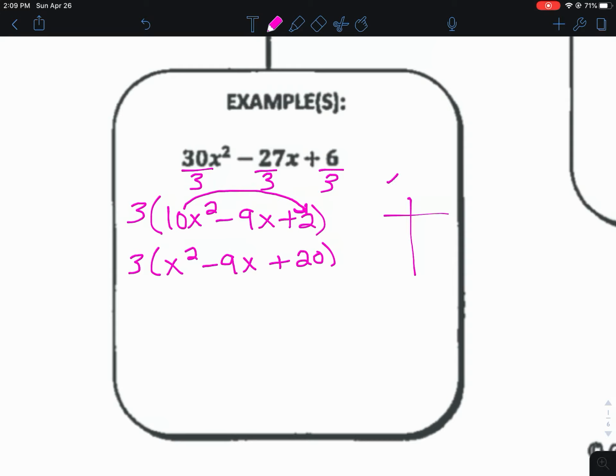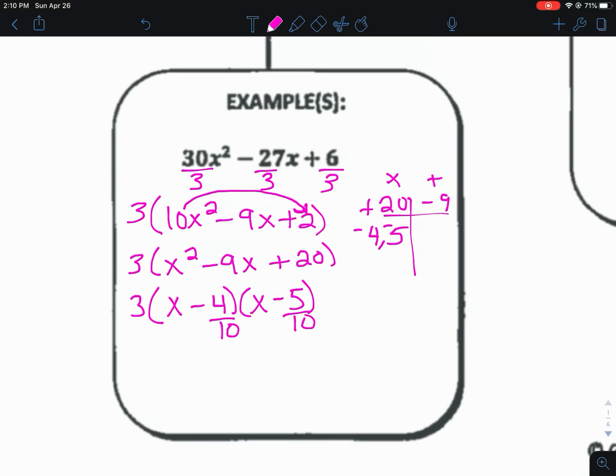Now I have to think about, all right, what multiplies to 20 that can add to negative 9? Well, 1 and 20, 2 and 10, I think 4 and 5 are the two that are going to work for us. If I make both of them negative, they'll multiply to give me positive 20 and add to give me negative 9. So my factors are x minus 4 and x minus 5. Again, the 3 just stays out front the whole time because it's part of my original answer. And because I slid 10 to the end, that's the number I'm dividing by to even it back out.